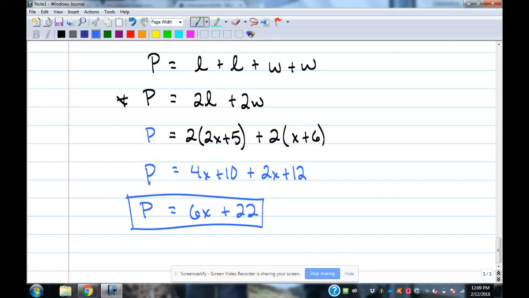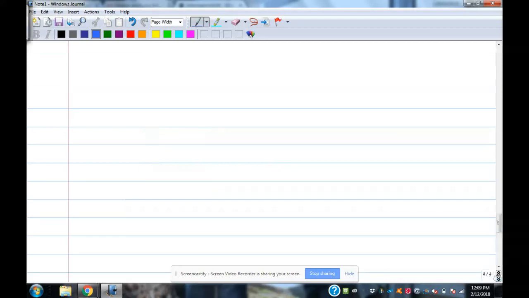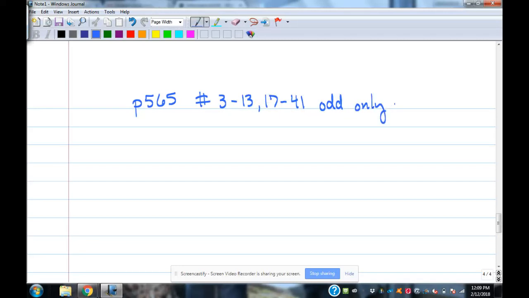All right, just take some practice with this stuff. Distribute, and then add your like terms together if you have any. If you don't have any like terms, then once you've done your distributive property, you're done. Okay, so just look for those. On page 565, let's go 3 through 13 and then 17 through 41. Let's do odd only on all of that set. So just the odds on that whole set is what we're doing today.